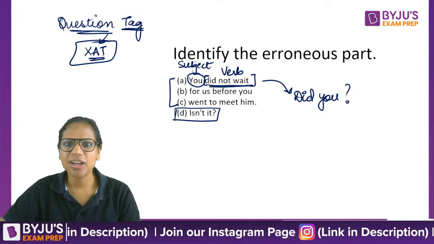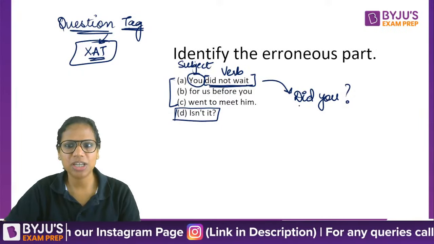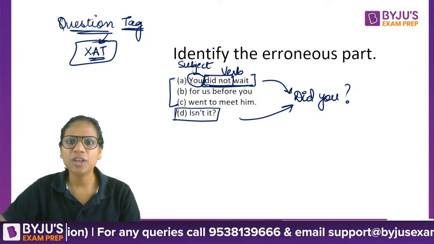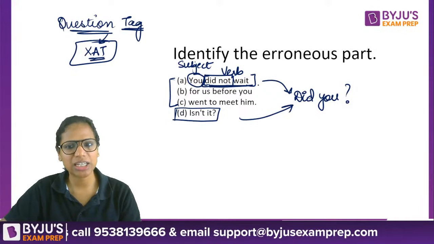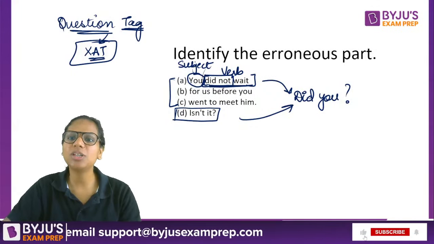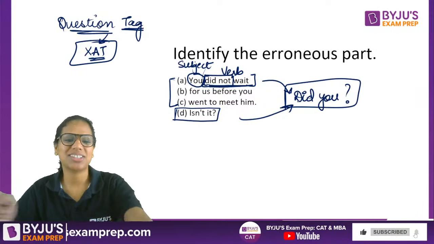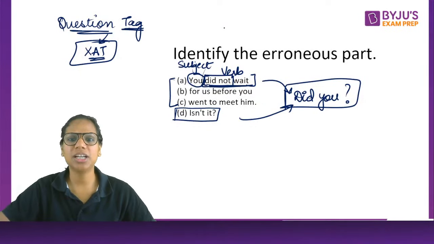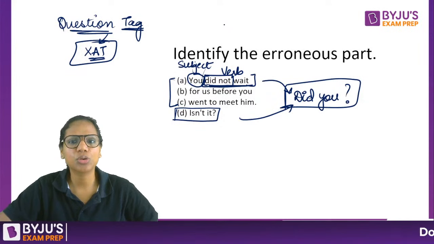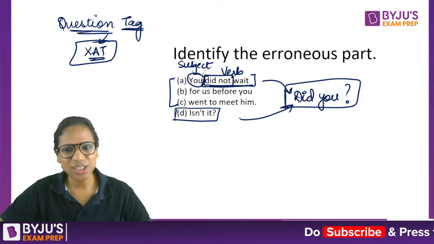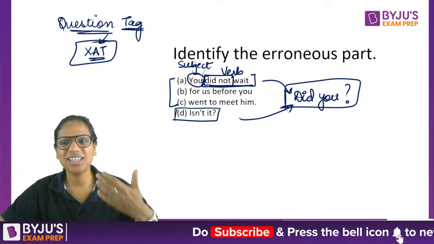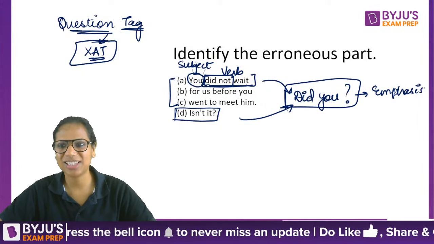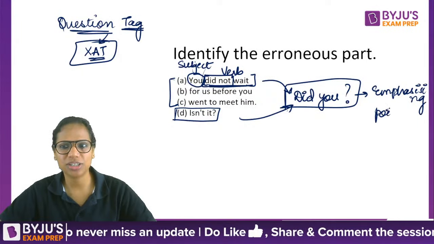You did not wait for us before you went to meet him. Did you? That should have come here. So we take the helping verb and reverse it, if it was negative, it will be positive, and we repeat the subject. This is the rule that a question tag follows. So before you went to meet them, you did not care to wait for us, and did you? I don't expect an answer, I am just emphasizing my point. It's a rhetorical question, as we call it.